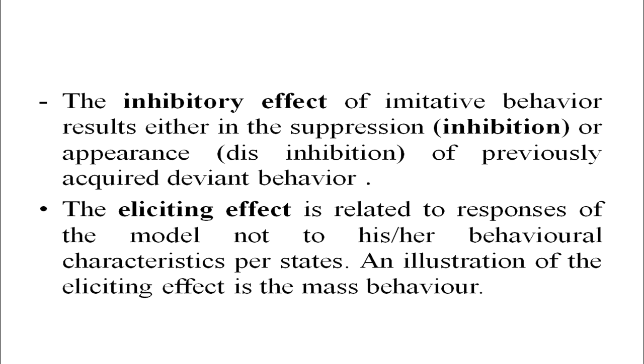The inhibitory effect of imitative behavior results either in the suppression, that is inhibition, or appearance, disinhibition, of previously acquired deviant behavior. The eliciting effect is related to responses of the model, not to his or her behavioral characteristics per se. An illustration of the eliciting effect is mass behavior. Like when there is a cricket match, we all scream like others because our behavior gets elicited, and we all say hooray, hooray, go for runs.